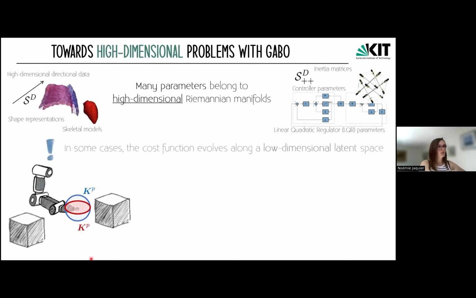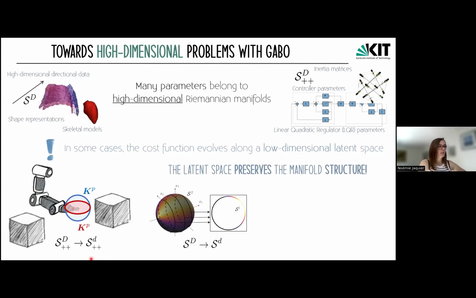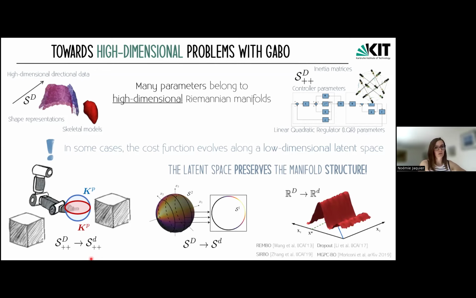So it means that the cost function actually evolves along a low-dimensional latent space. In that case, we can optimize not on the 3x3 space of SPD matrices, but only on the 2x2 space of SPD matrices, that is on the plane. So the latent space on which we want to optimize our variable preserves, in that case, the manifold structure. You can see here another example where instead of optimizing on the sphere, we can simply optimize on a circle. And this is also the key assumption that is often used in Euclidean high-dimensional Bayesian optimization algorithms.